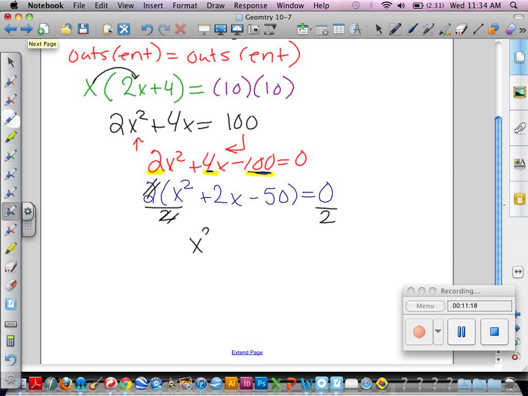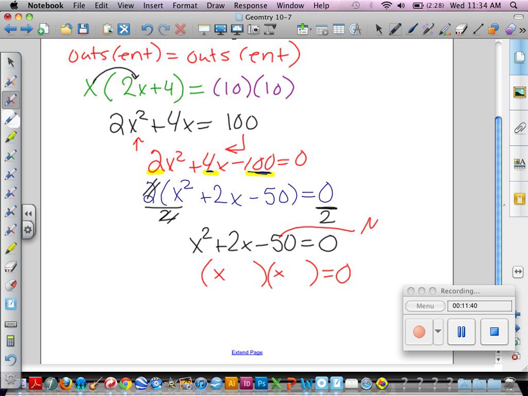Those 2's would cancel. That'll leave you with x squared plus 2x minus 50, and 0 divided by 2 is 0. So now at this point, because we have a quadratic term, an x squared, we're going to have to factor it, reverse a FOIL. So I'm trying to think of numbers going like this, x and x. I'm thinking of numbers that multiply to get negative 50, and they have to add to get 2.